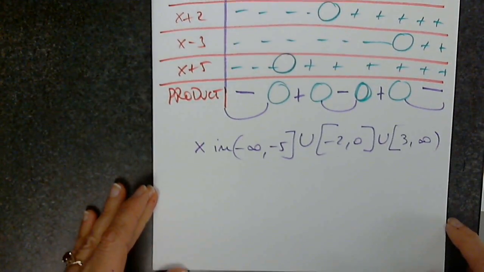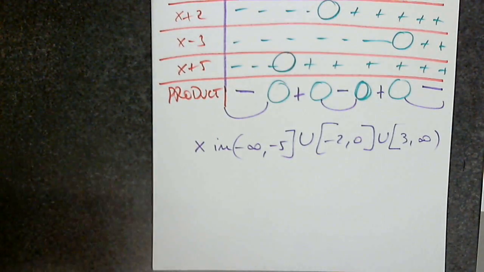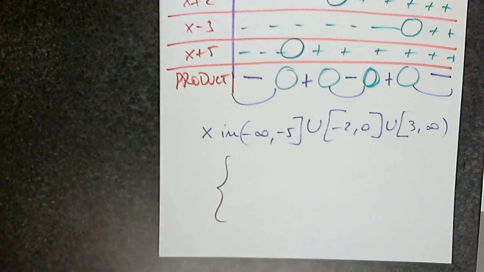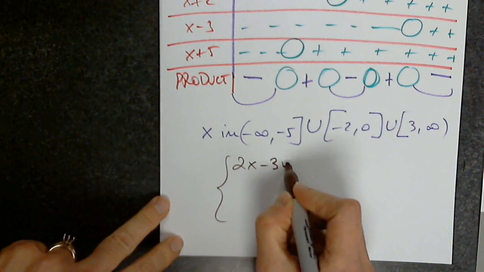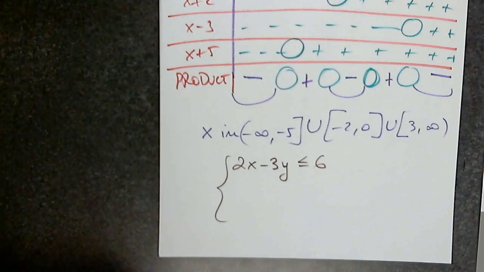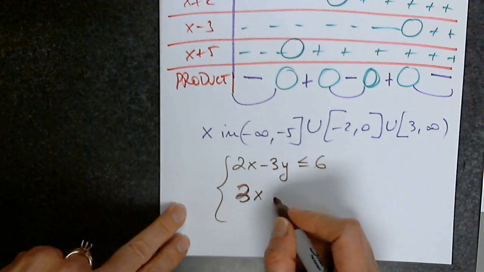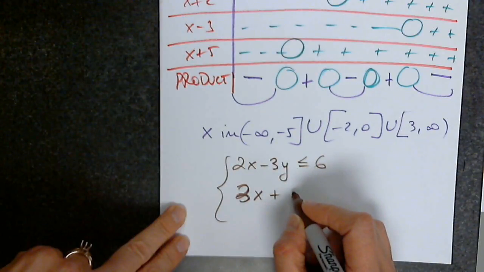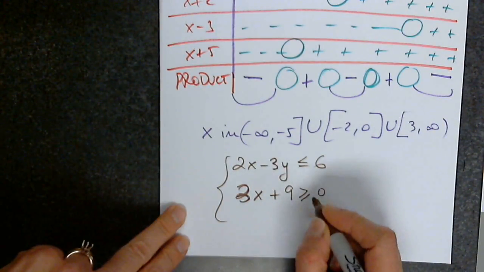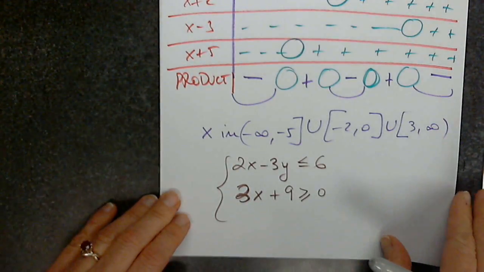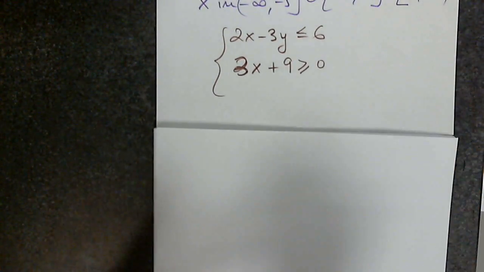Let's graph nonlinear and linear inequalities, systems. Okay, so let's say 2x minus 3y less than or equal to 6. And let's say the other one is 3x plus 9 greater than or equal to 0. One of them has 2 variables, the other one has only 1. I'm asked to solve the system. How do I start?